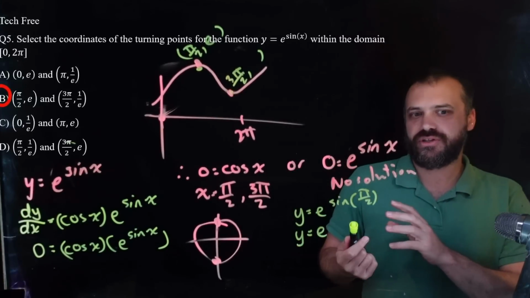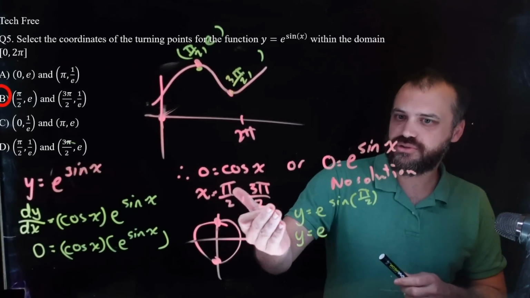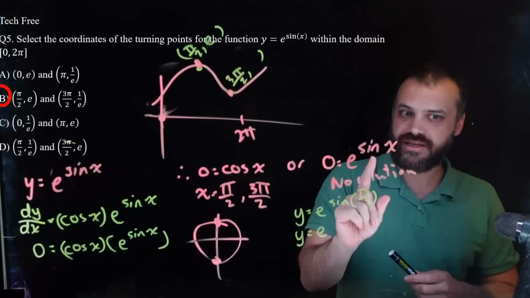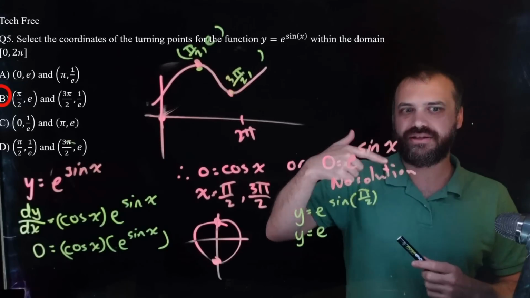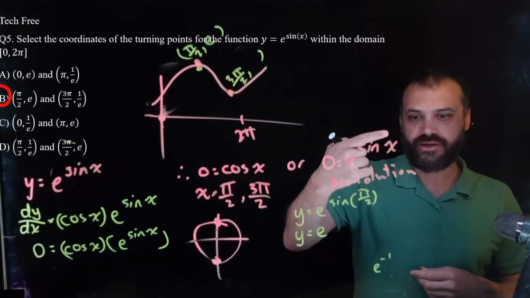Now, we can go further here. If it was a short response question, you'd then have to sub 3 pi on 2 into here to get e to the negative 1. And e to the negative 1 is equal to 1 on e.